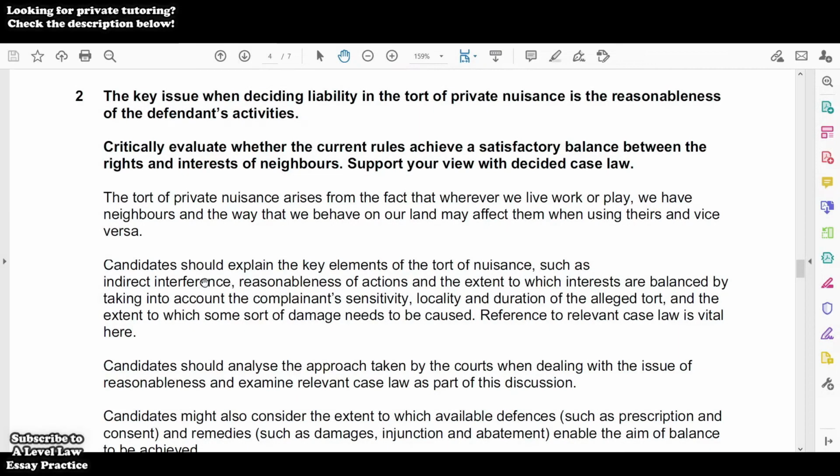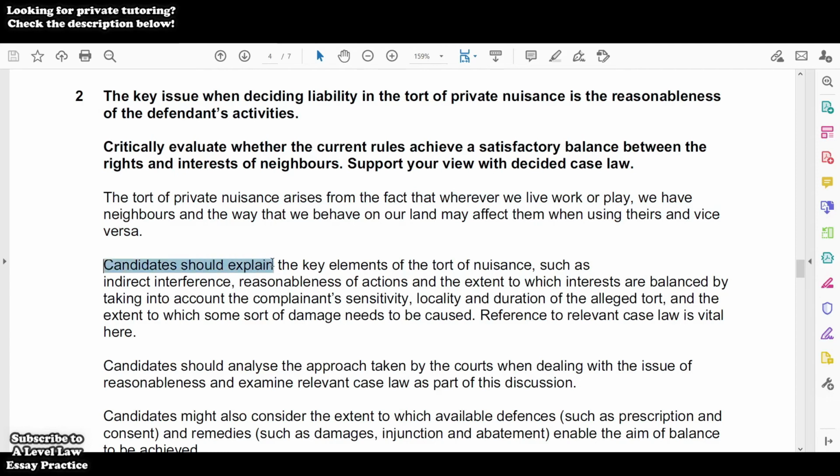Right, let us just go through the marking scheme very quickly. So firstly, it says the tort of private nuisance arises from the fact that wherever we live or work or play, we have neighbors, and the way that we behave on our land may affect them using theirs, and also vice versa. I think the student actually did mention this, from the beginning there itself.